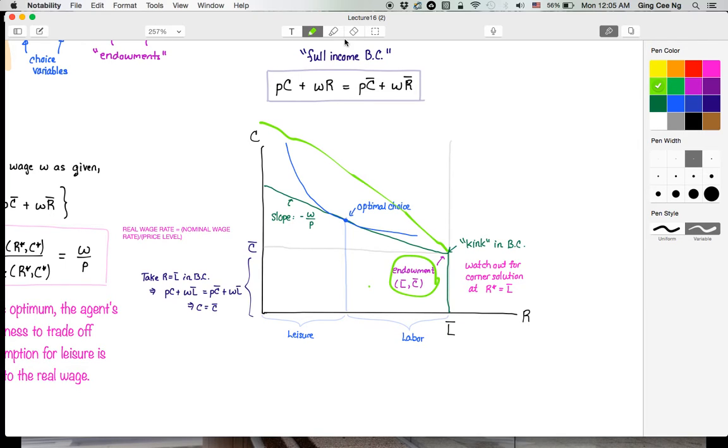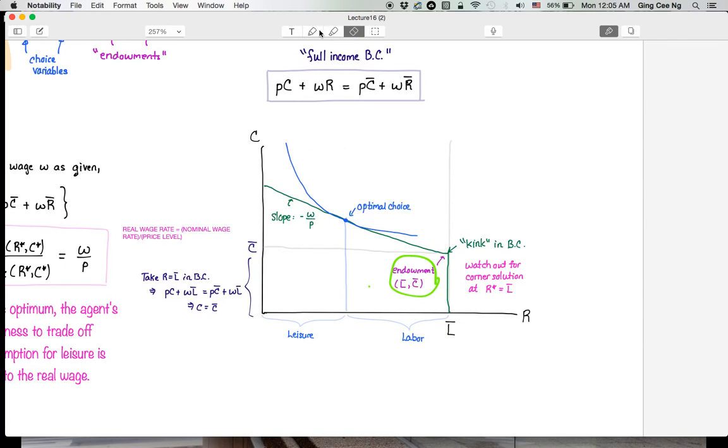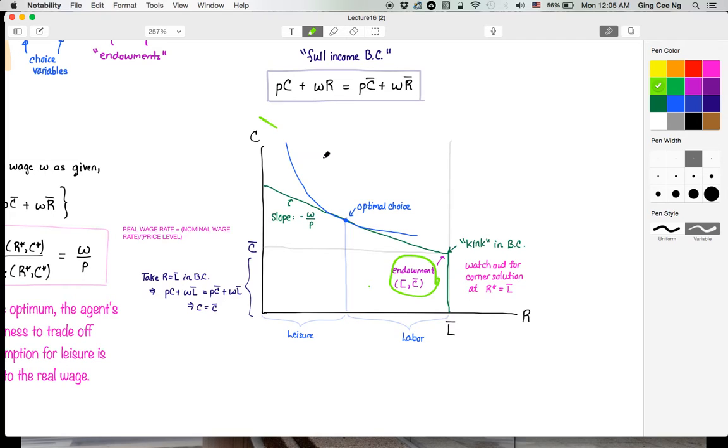Oh boy, that does not look like a line. This Apple trackpad is not the best for doing these types of things. Okay, so that's like my new budget constraint. All right, that's just my new budget constraint if the wage rate were to go up.